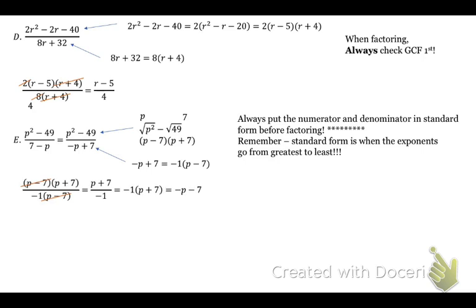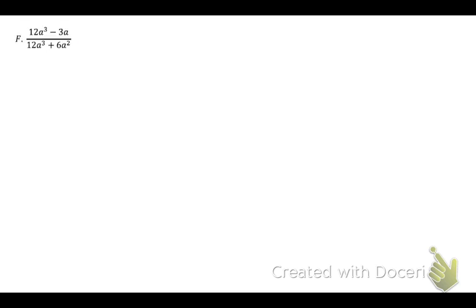Okay, let's look at this one. Factor that top. First, we're going to pull out a GCF. So I'm going to pull out that 3a. You get 3a times 4a squared minus 1. That's the difference of squares right there. So I'm going to square root both of those. You get 2a and 1. So that's 3a, 2a plus 1, 2a minus 1.